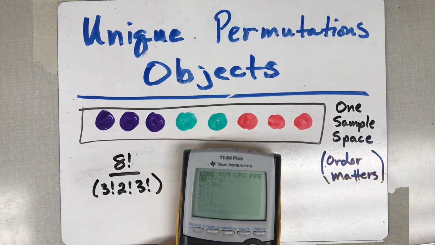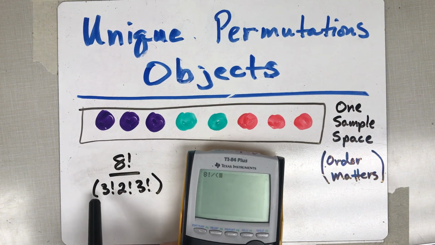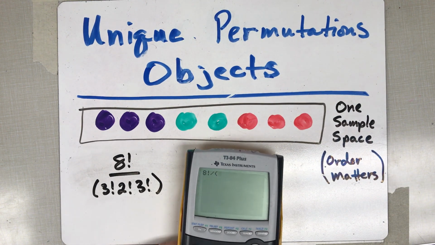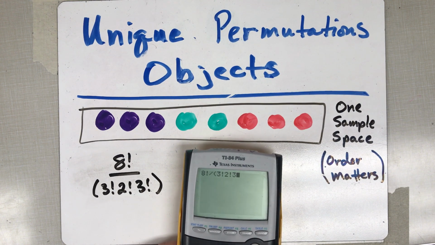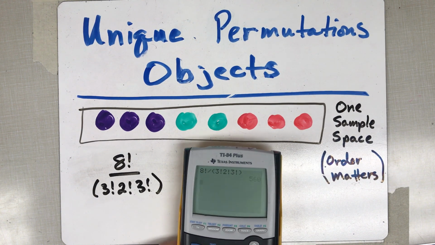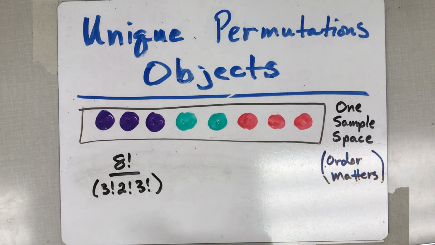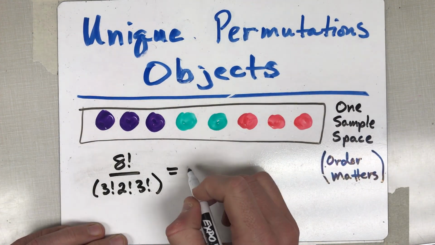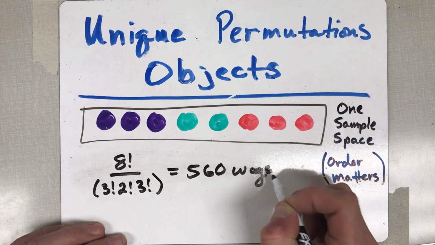8 math, left arrow 4, and then I'm going to go divided by parentheses. The parentheses is key, because if you don't put the parentheses there, it won't divide the whole set. Then I got 3 math, left arrow 4, 2 math, left arrow 4, and then I got 3 math, left arrow 4. And then I've got the whole thing typed in like this, hit enter, and I got 560 ways to rearrange these dots in unique ways of doing so. So I have 560 ways to do this.